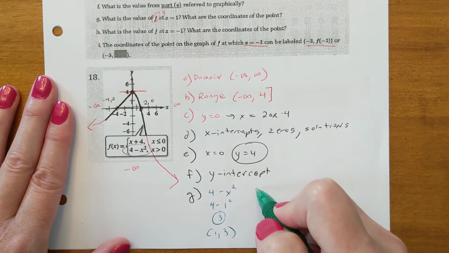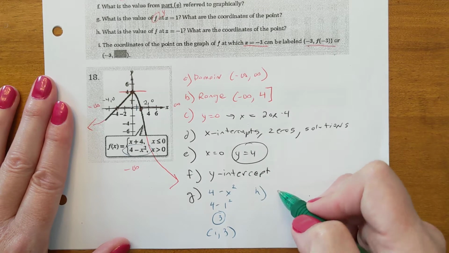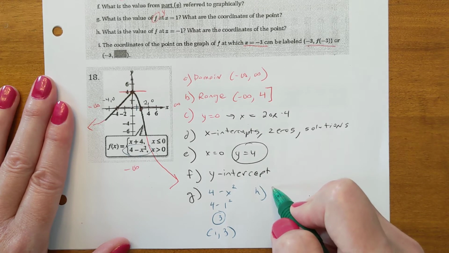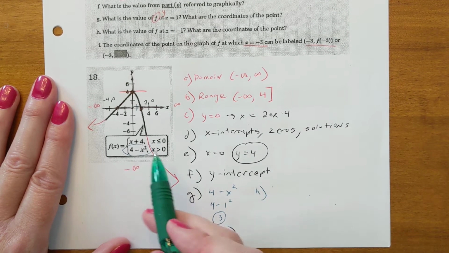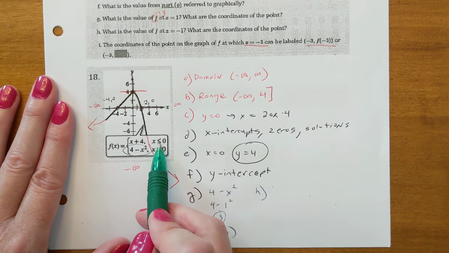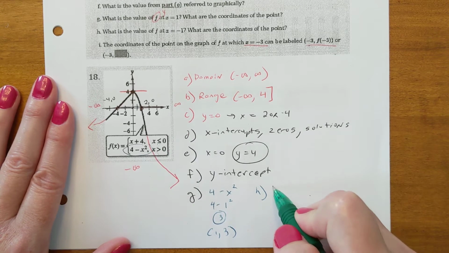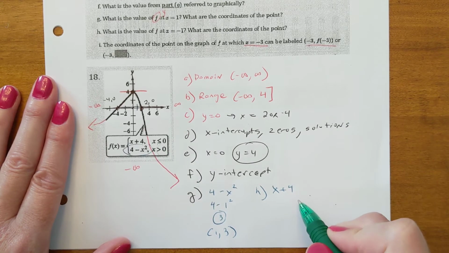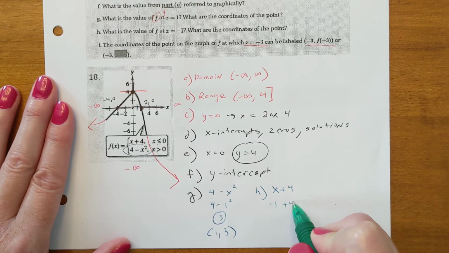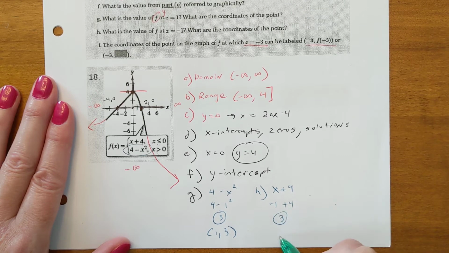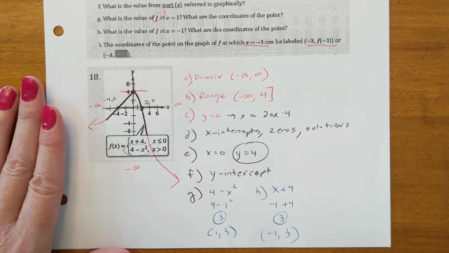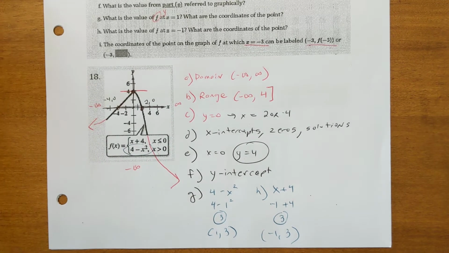All right, and then we got H. It's the same question. They want to know what about when x is equal to -1. All right, when it's negative, that's this one. It's for all the numbers less than or equal to 0. So it'd be x plus 4 when x is -1. So put the -1 in, and we also get 3. So that gives us the point -1, comma 3. So 1, 3 and -1, 3.